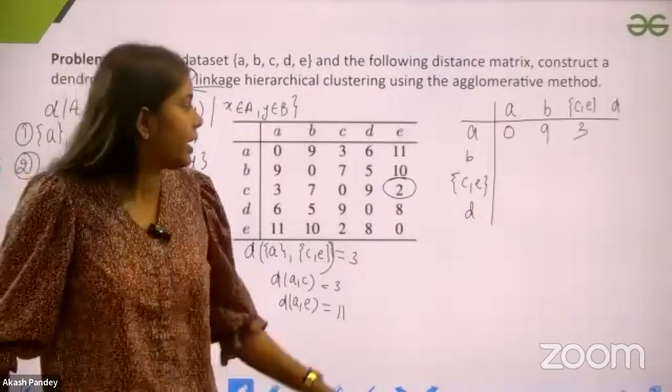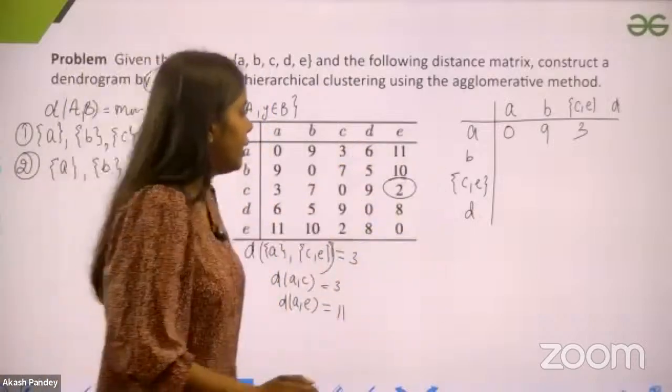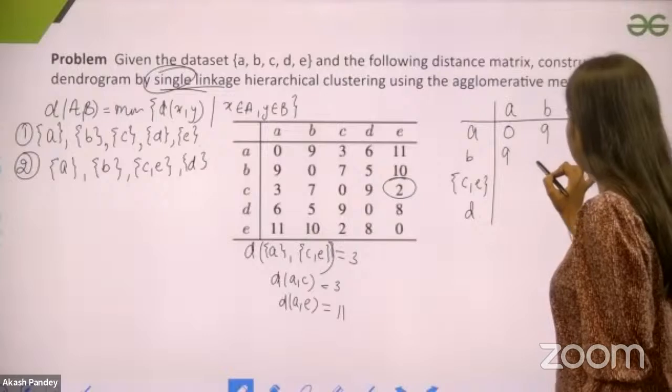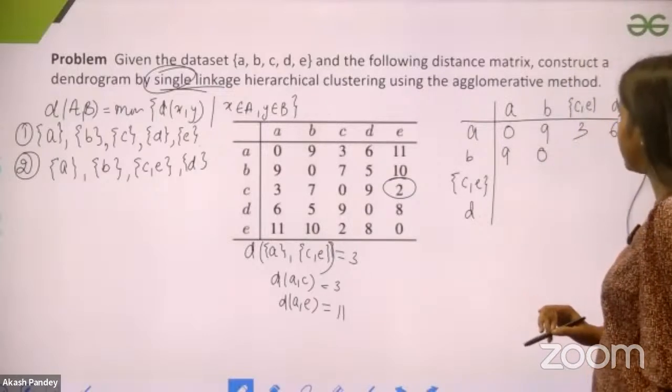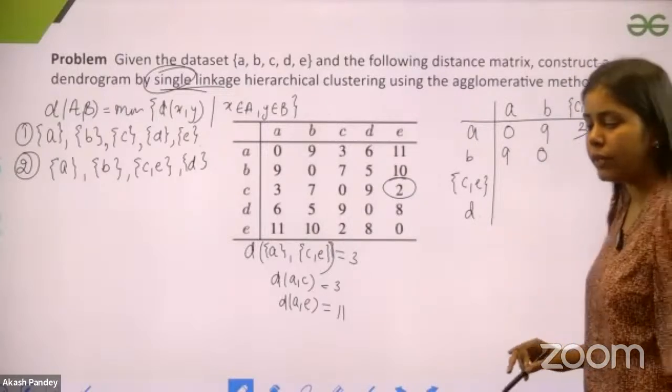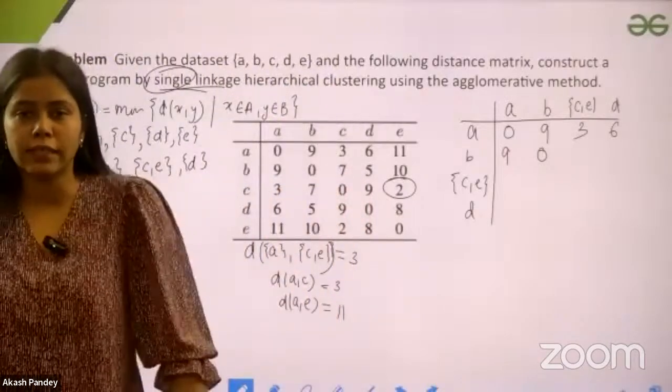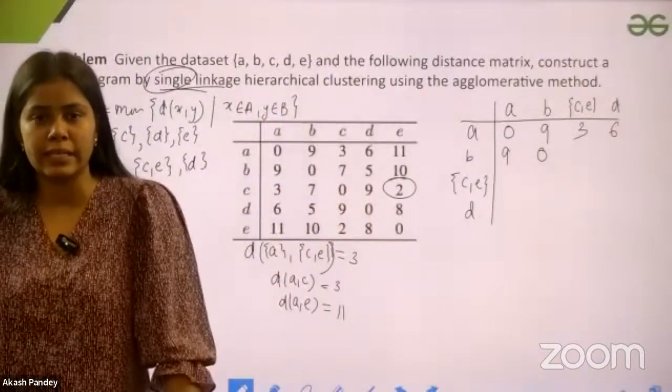Now the next thing is the distance between A and D. The distance between A and D is 6. The distance between B and A is 9. The distance between B and B is 0. Now you need to find the distance between B and C comma E. Can you guys tell me what is the single linkage distance between point B and C comma E?